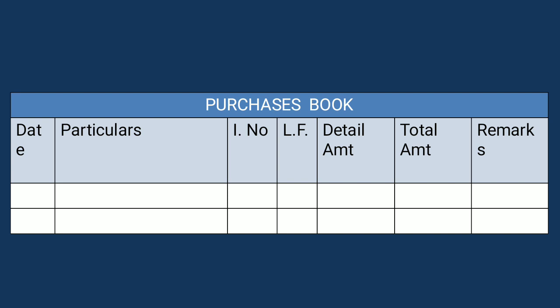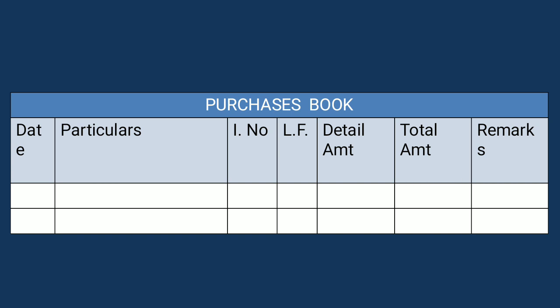What are the contents? First we have the date column, second we have the particulars column, third we have the invoice number, fourth we have the LF number, that is the ledger folio number. Then the fifth column we have the detail amount. Then next we have the total amount, and last we have a column to put any kind of remark towards the transactions. Okay, these are our columns.